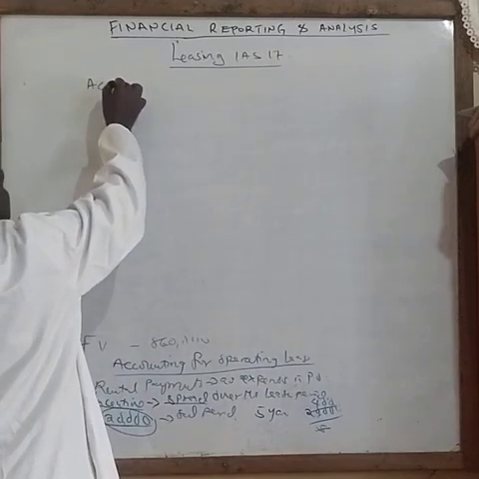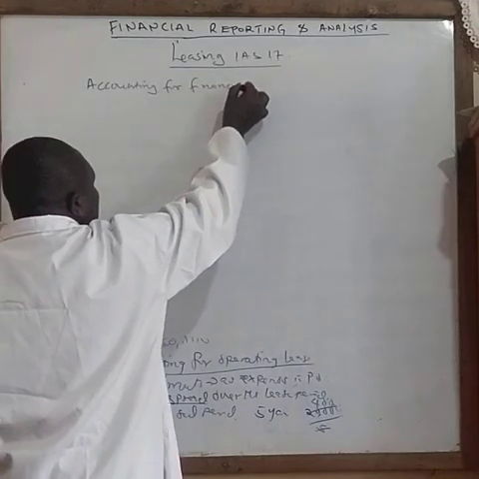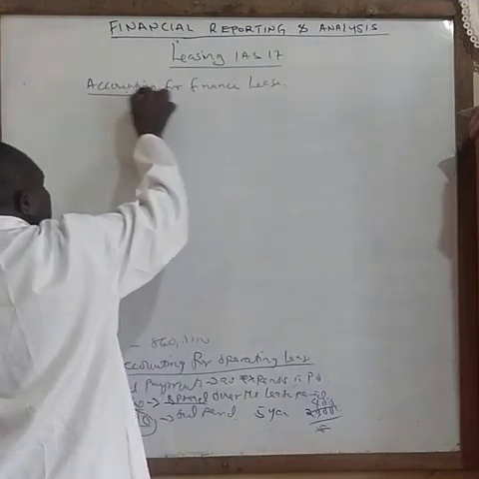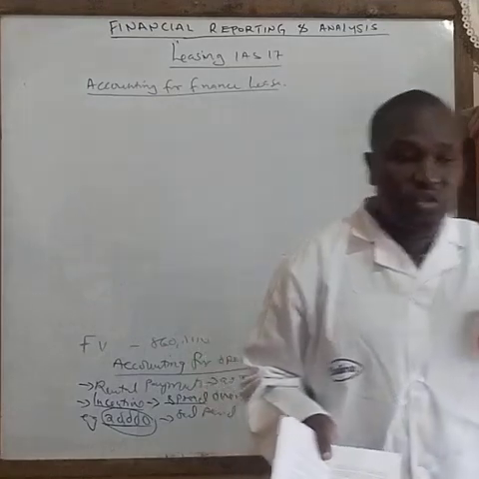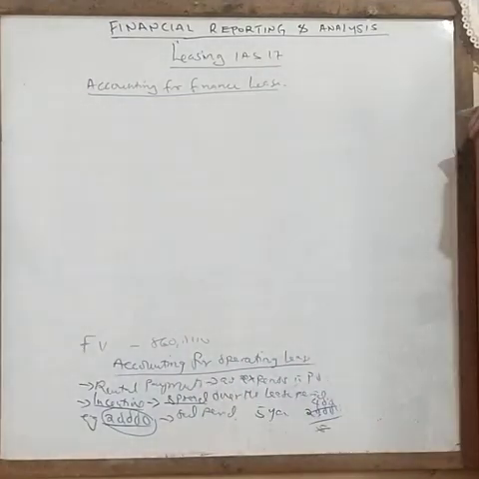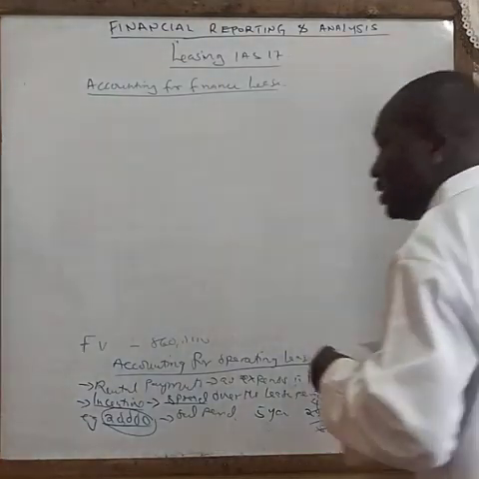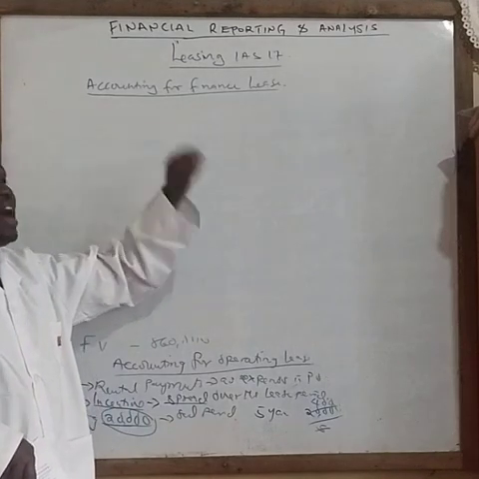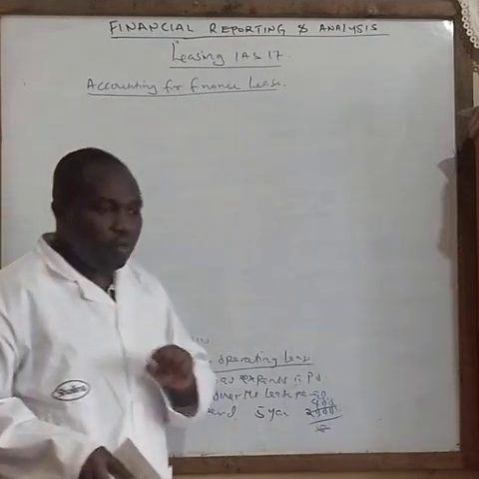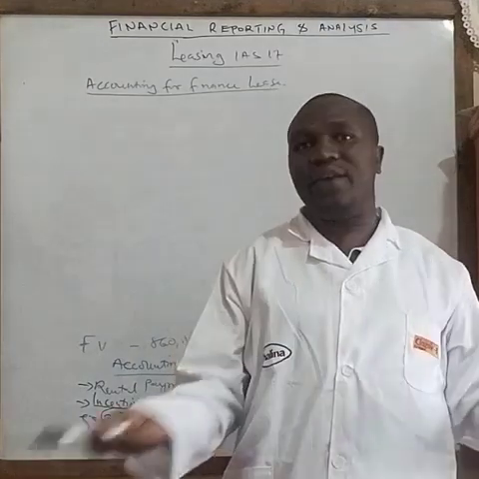Accounting for finance lease. Very important. Finance lease is where you have transferred the entire risks and rewards to the lessee. And because you have transferred all this, it means that you don't have that particular asset with you completely. The asset has left your hands, and it is now in the hands of another person. Therefore, it will be very wrong for you to continue recording that asset in your books of accounts as non-current asset, because you don't have that asset.